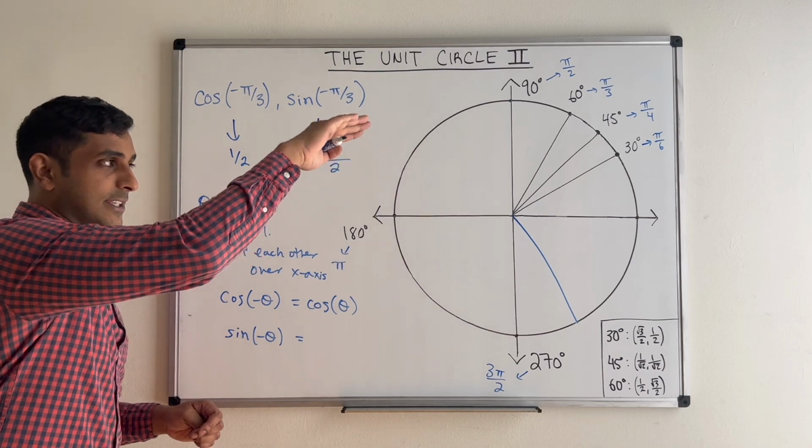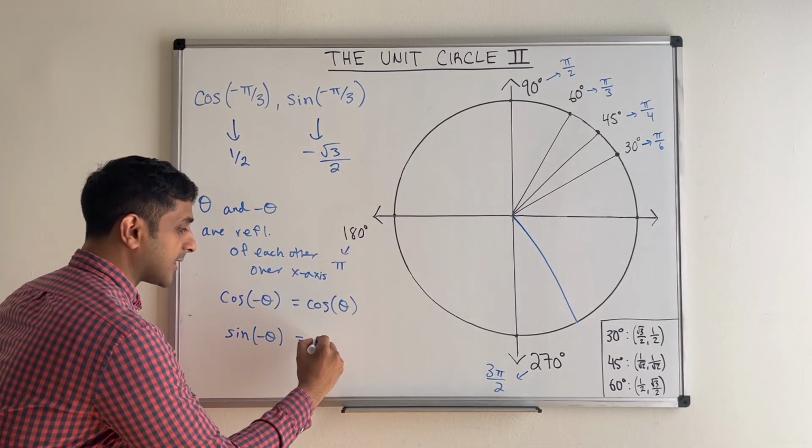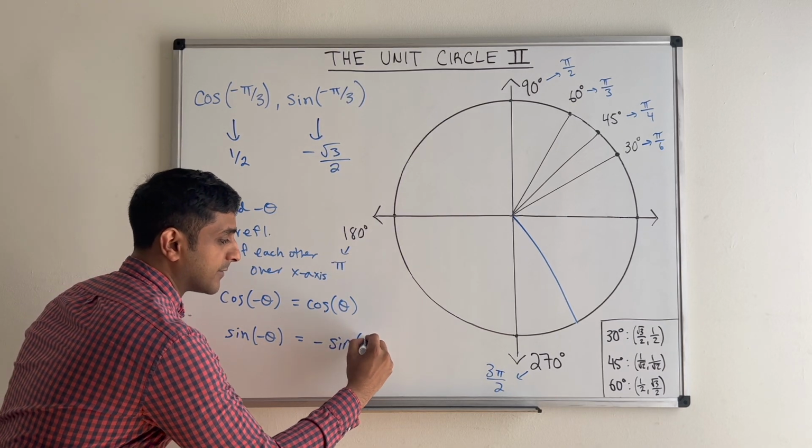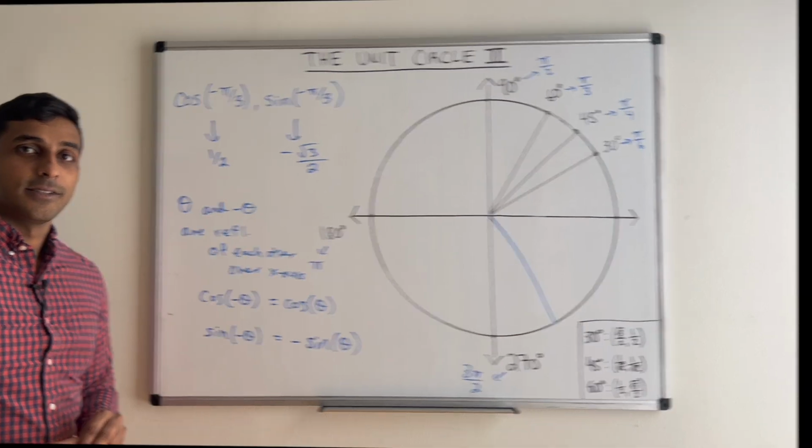Well, since it's reflected over the x-axis, it's going to be the negative of that y-coordinate. So sine of negative theta is the negative of the sine of theta, which is what we just applied to answer this problem. Next problem.